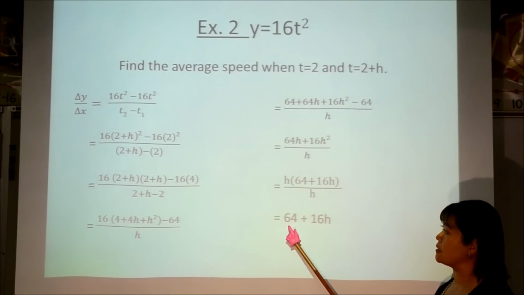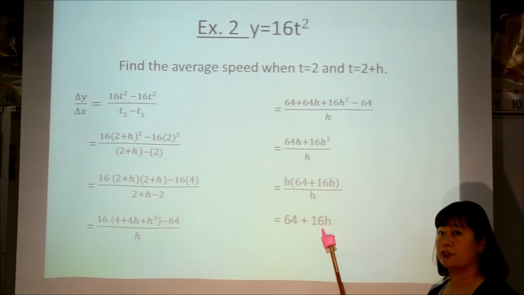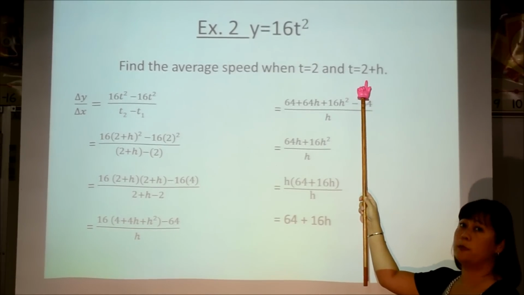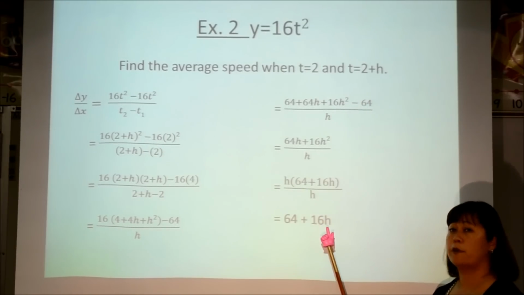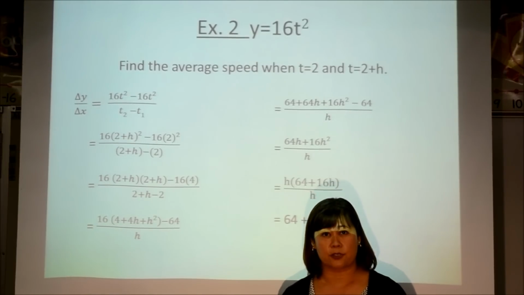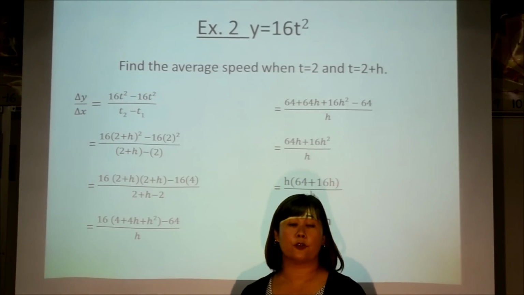And then you're left with 64 plus 16h, which again, some of you will freak out because you have a variable at the end. But don't worry, because remember, you started off with a variable up here. If you have a variable and you substitute it in, most likely you're going to have a variable at the end. Whereas in example 1, we only had 2 numbers, so that's why your final answer was a number. So let's go ahead and do the practice for this, okay?